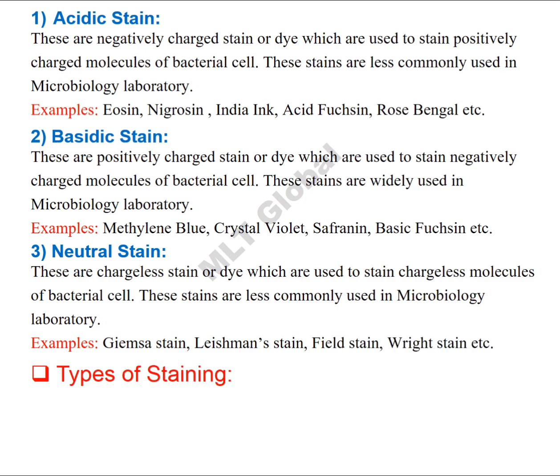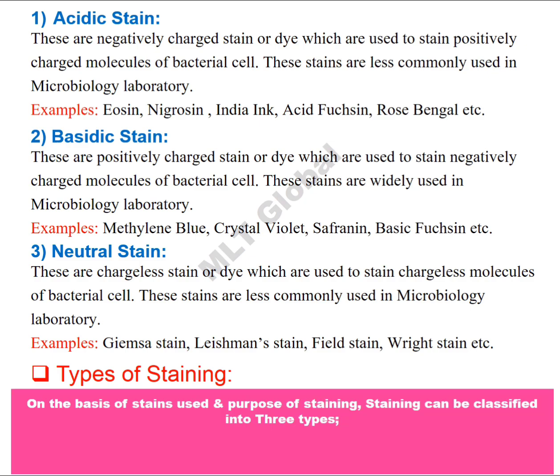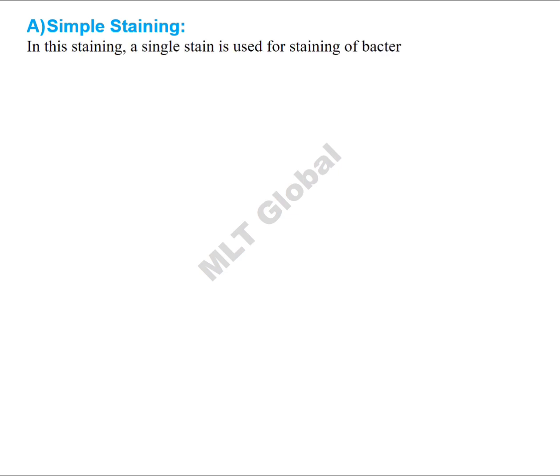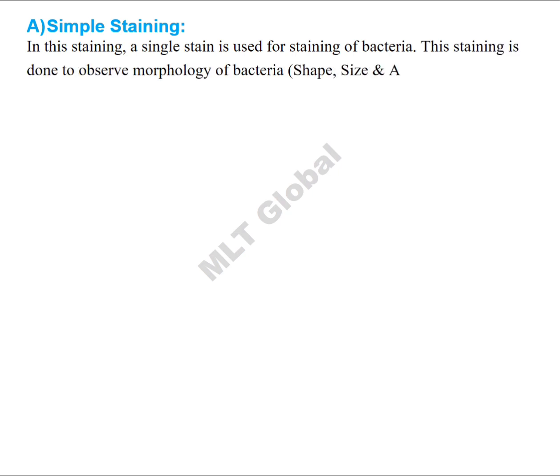Types of staining. On the basis of stains used and purpose of staining, staining can be classified into three types: simple staining, differential staining, special staining. Simple staining. In this staining, a single stain is used for staining of bacteria. This staining is done to observe morphology of bacteria, that is shape, size, arrangement of bacteria.